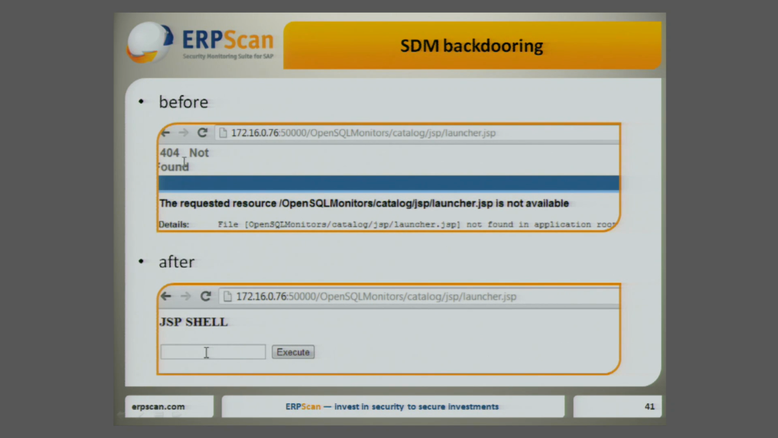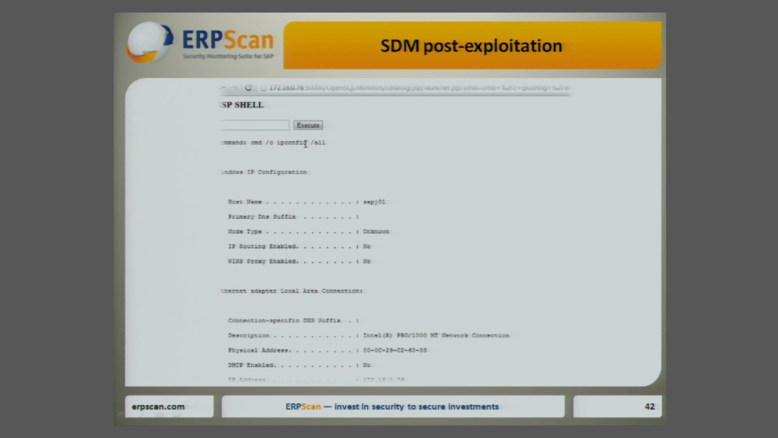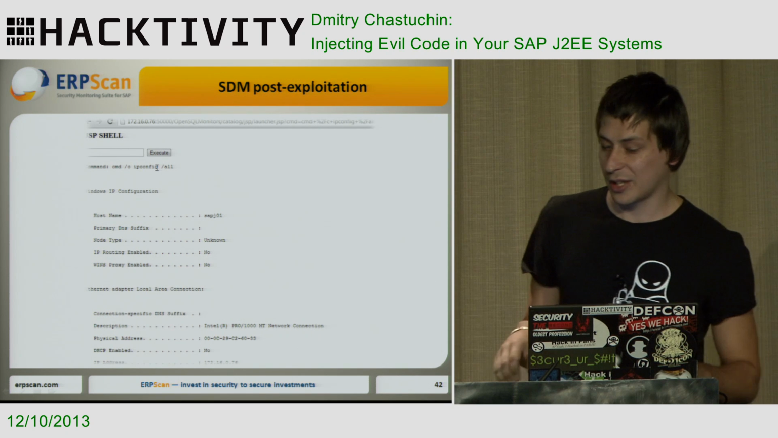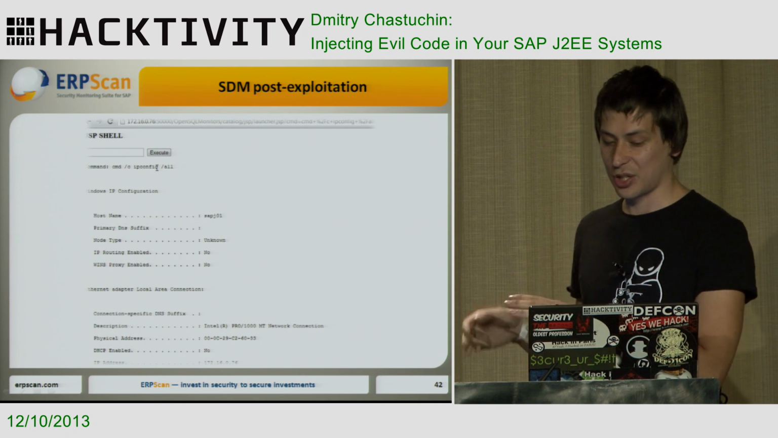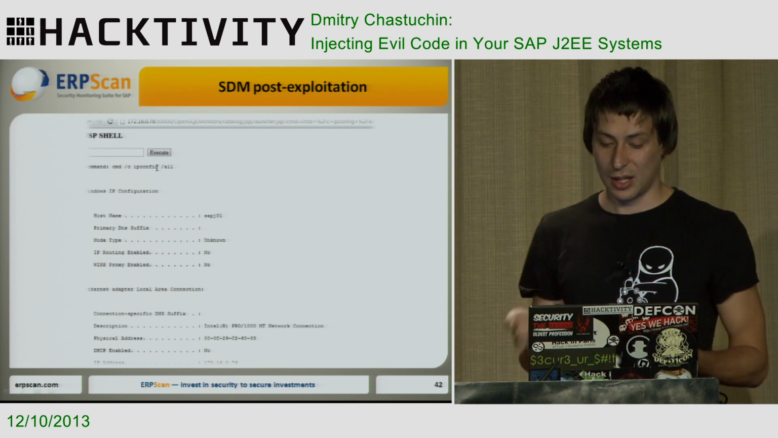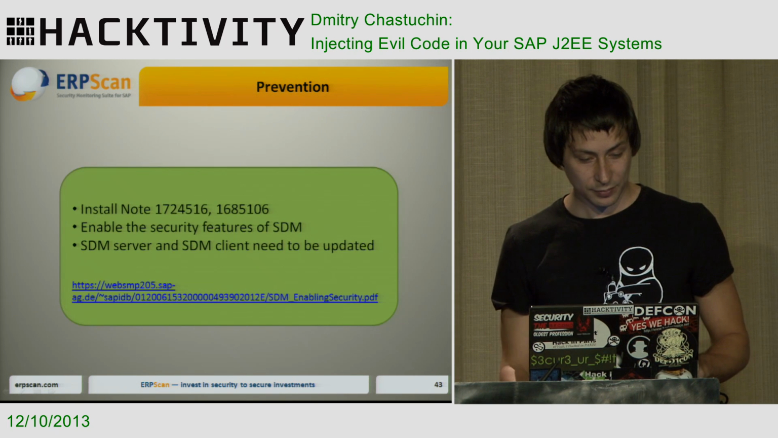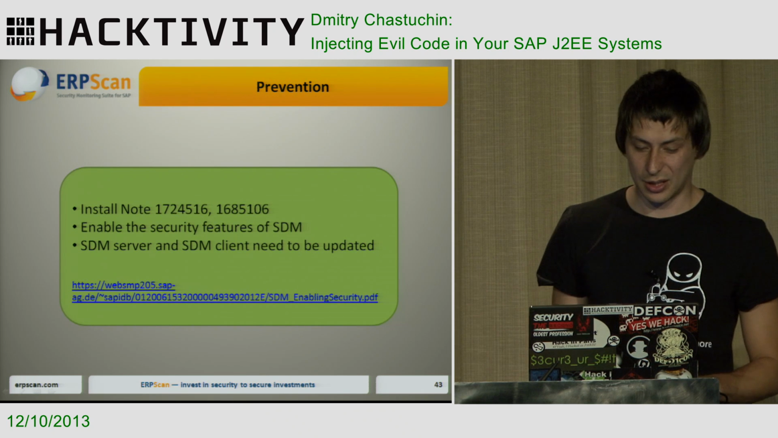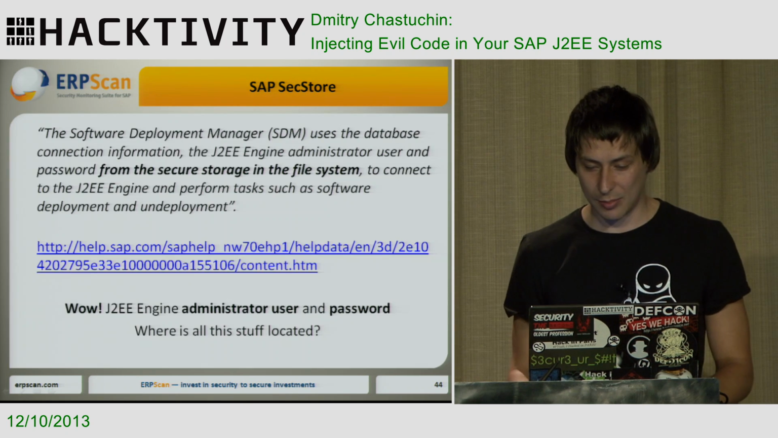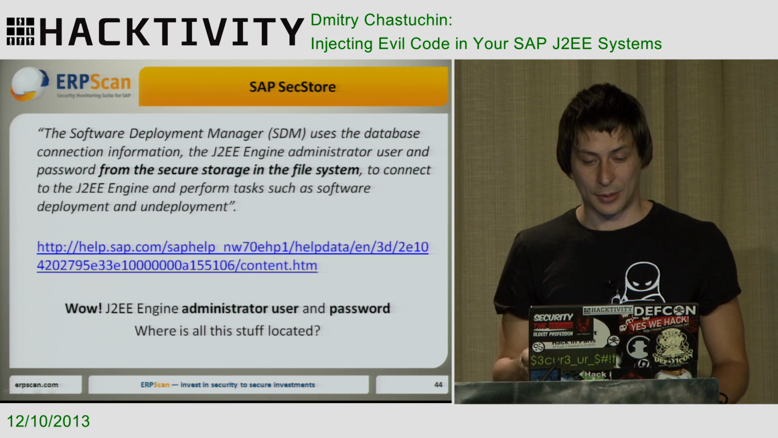This is a picture before the deployment of the backdoor and after that. So we got access to the software deployment manager. We have a shell on the Java application server, so what? If we can execute operating system commands, we should collect information about the infrastructure, environment, etc. But our goal is SAP. To prevent this, you need to install the SAP notes, and so on.